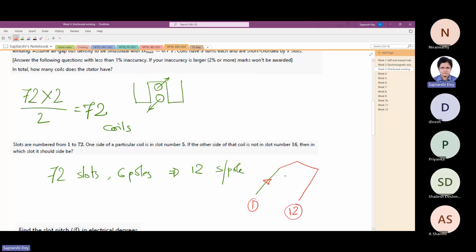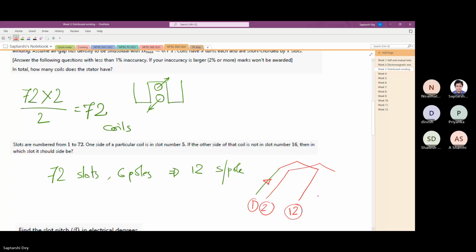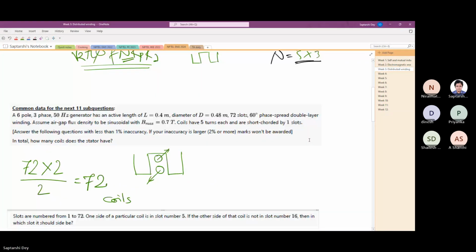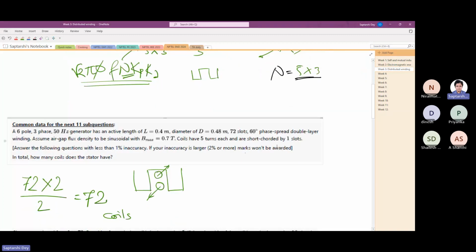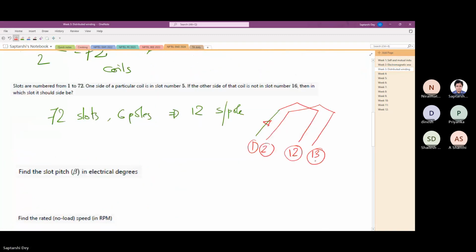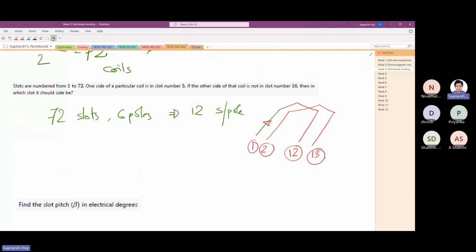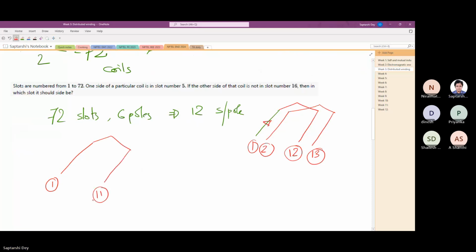Similarly, the next one, 2, should come back at 13th slot. But the question says that it is short chorded by one slot. So this diagram is for full pitch winding. Now for short pitch winding, here the short chording is by one slot. So if it goes from slot number 1, it comes one slot before. So from 11 it comes back.